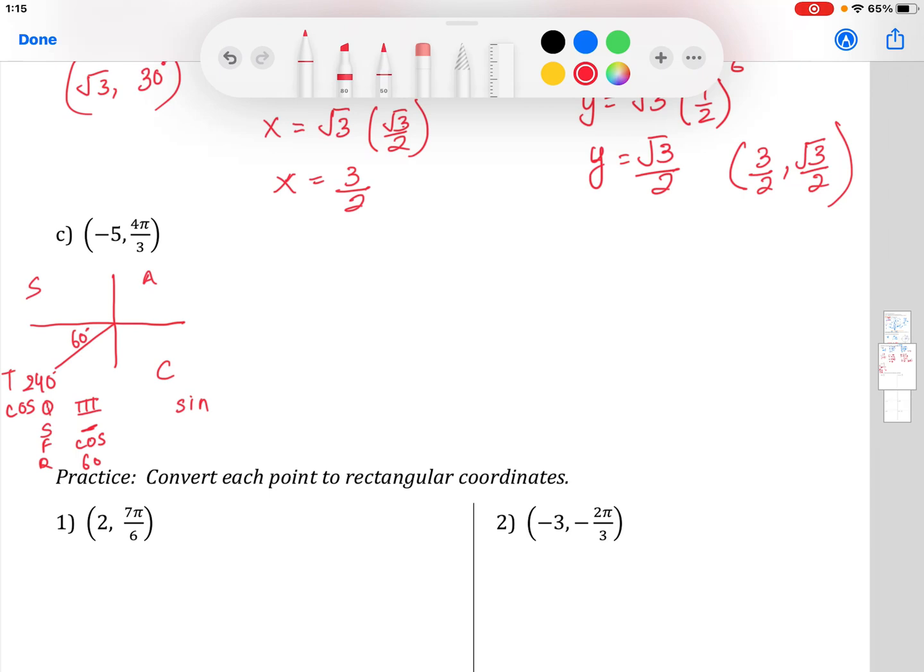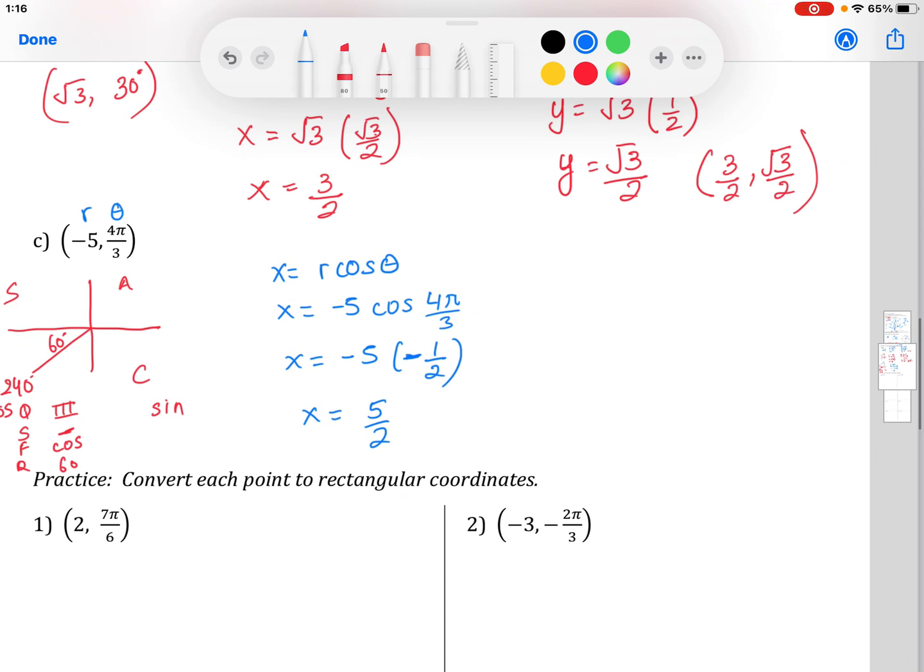And then my function is cosine, and my reference angle is going to be 60. So cosine of 60 is what? 1/2. So it's going to be -1/2. So let's do that. x is equal to r cosine theta. I know this is r, this is theta. So x is equal to -5 cosine 4 pi over 3. We already found the value for cosine 4 pi over 3, which is -1/2. We said cosine of 60 is 1/2, and this would be 5/2.